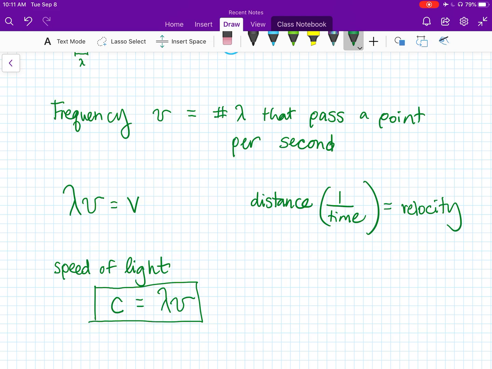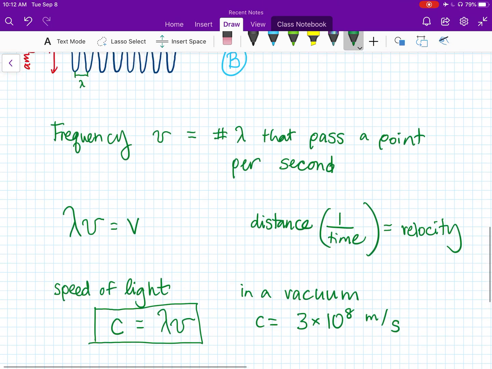Speed of light in a vacuum is a constant. It always has the same number, something you can look up. It's 3 times 10 to the 8th meters per second. It's quite fast, right? This is a very important equation because since the speed of light is a constant, if we have the wavelength, we can get the frequency and vice versa.